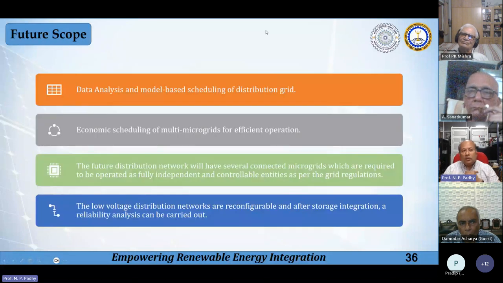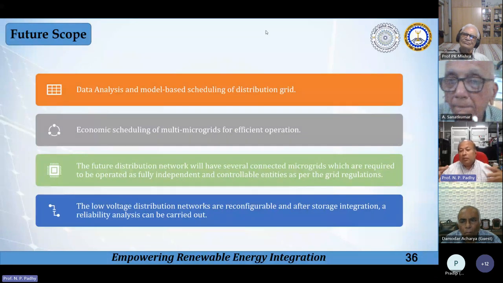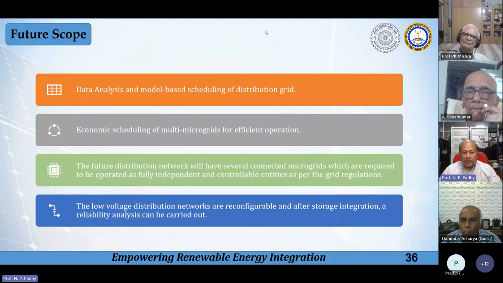With this note, I'll conclude my talk by giving a bit of future scope. Data analysis and model-based scheduling of the distribution grid is an important area. Economic scheduling of multi-microgrids for efficient operation, and how they can cooperate with each other to become more efficient. The future distribution network will have several connected microgrids which are required to be operated as fully independent and controllable entities as per the grid regulations. Low voltage distribution networks are reconfigurable, and after storage integration, a reliability analysis can be carried out. With this note, I conclude my talk and thank you very much for your attention and patient listening.